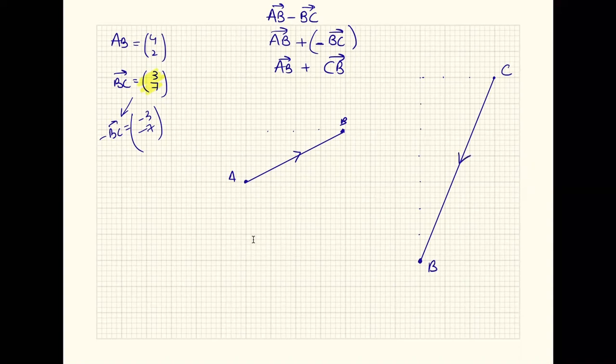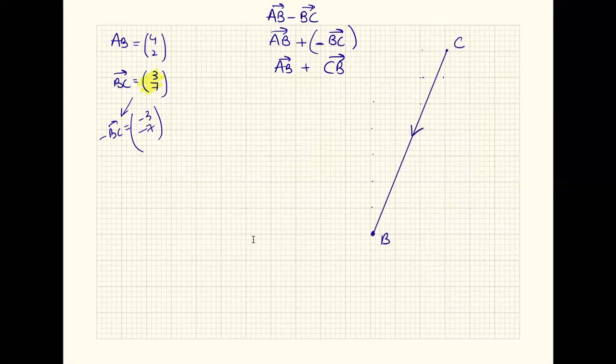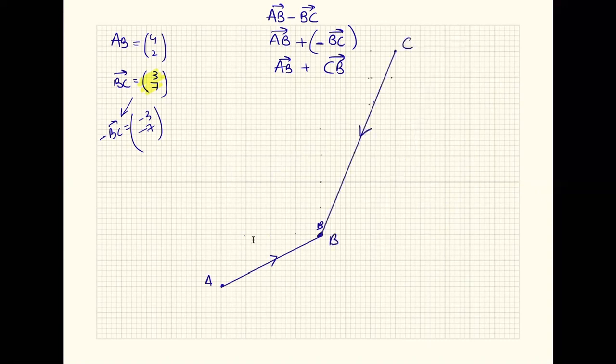Okay, this is your CB vector. Now, if you join the two vectors using head to tail rule, then you can connect them and find the resultant vector. Okay, let's try a question now.